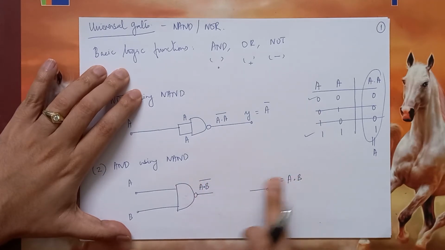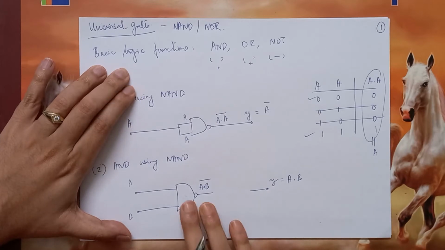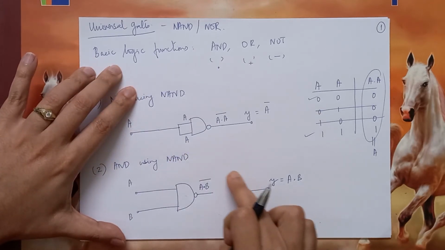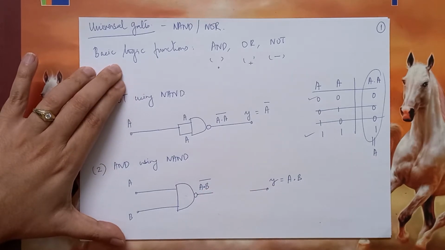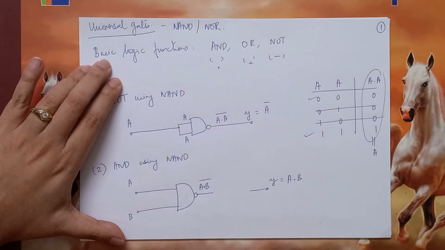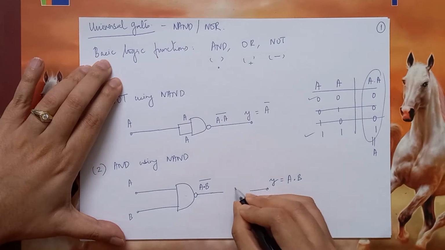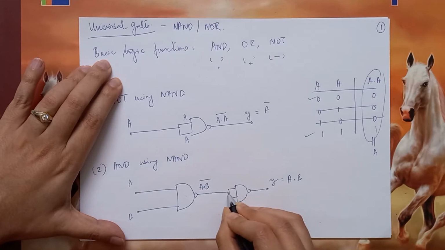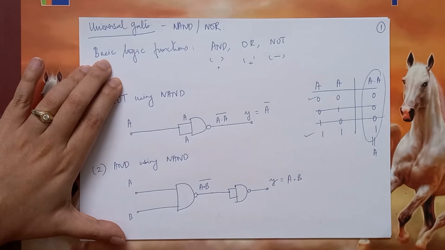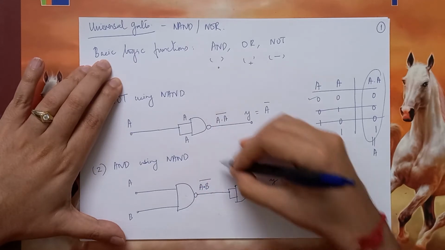So what we need is a complementing operation. And what is that? The gate that does a complementary operation is nothing but a NOT gate. But now we want to use only NAND gates. So what we need between this point and this point is a NOT gate. And the NOT gate should be made using NAND gates, but we already know how to do that. So this thing we will put over here. And there we go. The same principle applies.